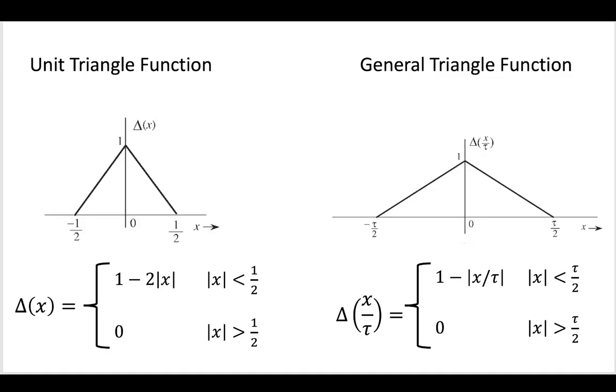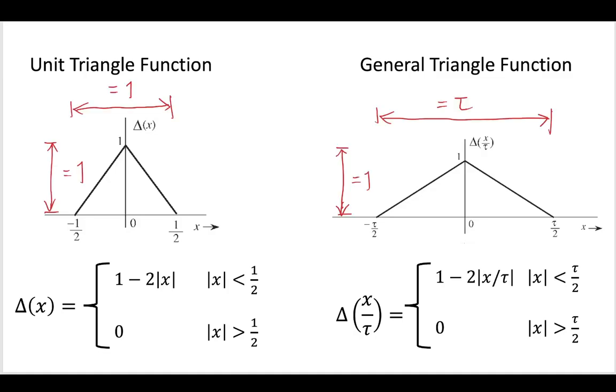There's also the unit triangle function and the general triangle function. Again, we have defined these where the unit, meaning the width of this function is 1, starting at -1/2 and going to 1/2. However, just like the rectangular function, we can generalize this using tau, where we have a general triangle function with a width of tau, and we've made some corresponding changes here where you'll see tau in our function definition.